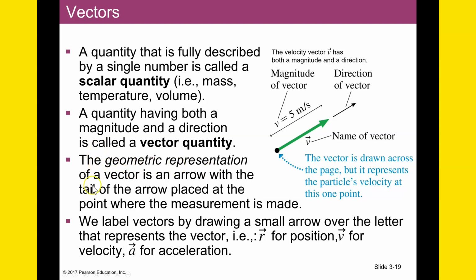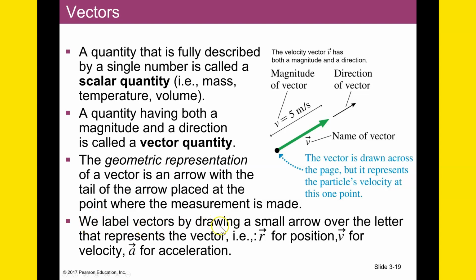The geometric representation of a vector is an arrow with a tail. That's the tail, and that's the head. The tail of the arrow is placed at the point where the measurement is made. So if this is the car or the skateboard, and it's going 5 meters per second, you put the tail of the vector on that dot where the skateboard is, and you send the vector with its head at the other end, in whatever direction it's going. You try to make the length of that vector proportional to the number given.